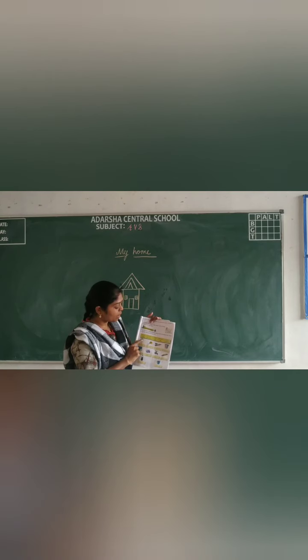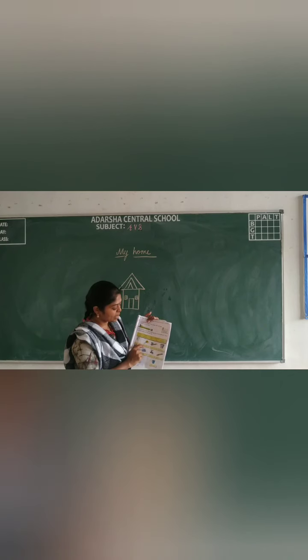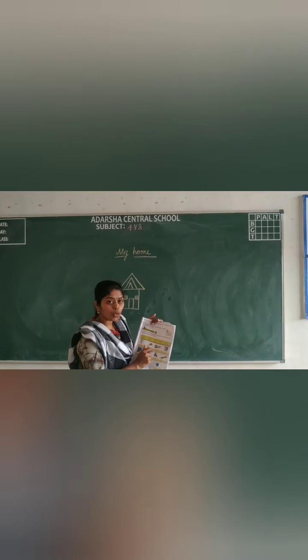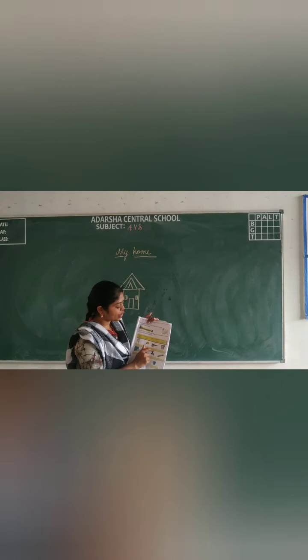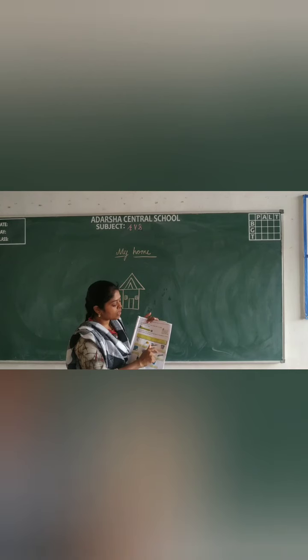First one, what is this? What picture is it? Yes, this is a mirror. You will write it in this place. M-I-R-R-O-R, mirror. Next, what is this? This is a shower. S-H-O-W-E-R, shower. Next, this is a toothbrush. Write it in this place. T-O-O-T-H-B-R-U-S-H, toothbrush. The next one is bucket.